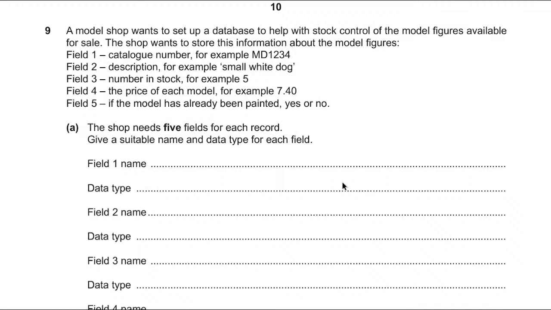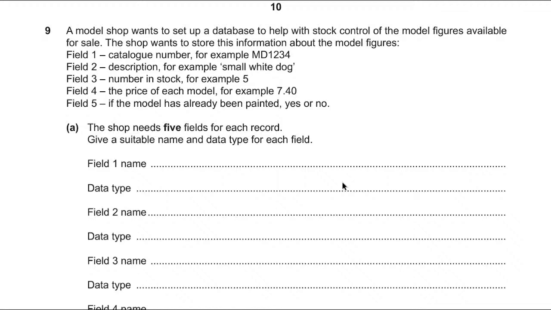A model shop wants to set up a database to help with stock control of the model figures available for sale. The shop wants to store this information about the model figures. Field 1: catalog number, for example MD1234. Field 2: description, for example small white dog. Field 3: number in stock, for example 5. Field 4: price of each model, for example 7.4. Field 5: if the model has already been painted, yes or no.